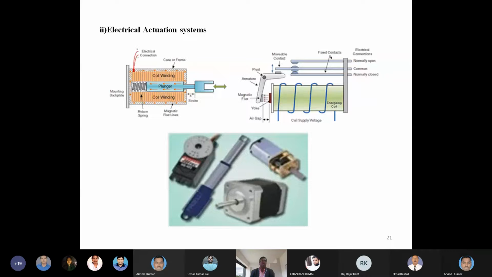So here particularly we have an electrical relay. Whenever the electrical relay is energized, automatically the plunger is pulled inside, which causes the alternative position of motion in the system.